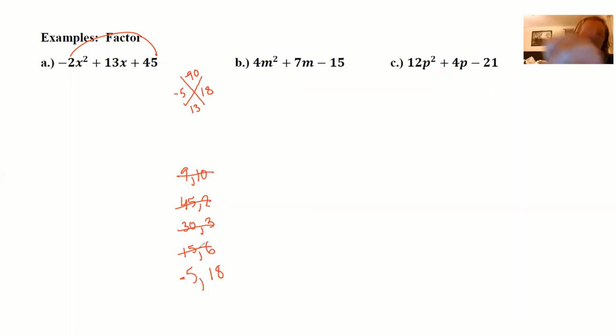All right. Next step, rewrite it. So I will no longer write 13. I will change it to 18 and -5. And it doesn't matter which order you write it in, you're going to get the same outcome.